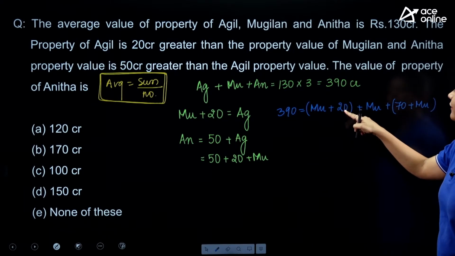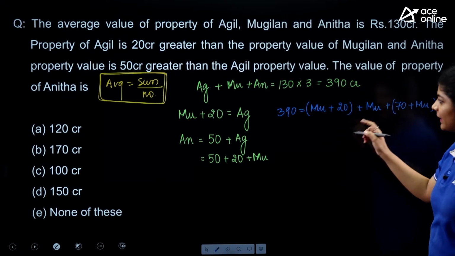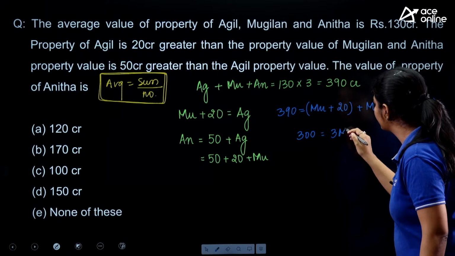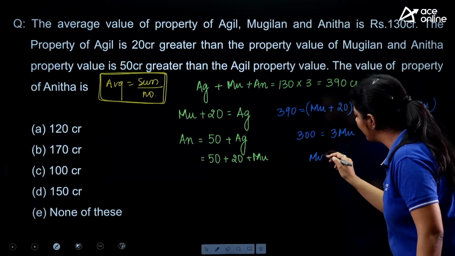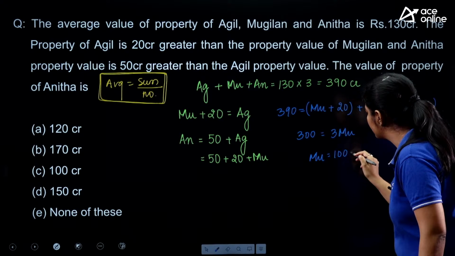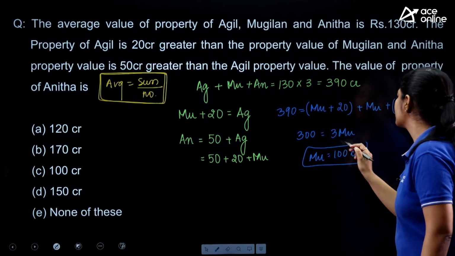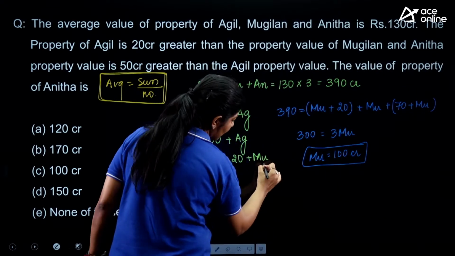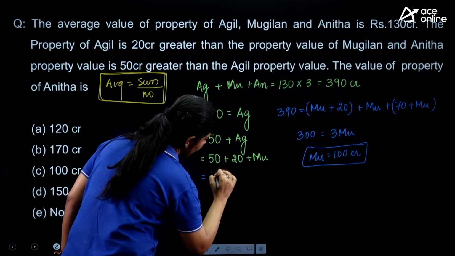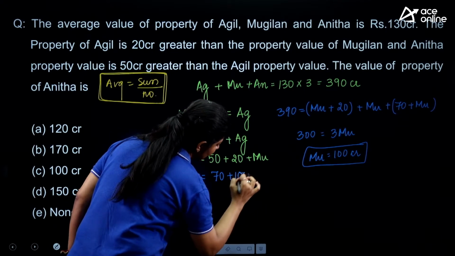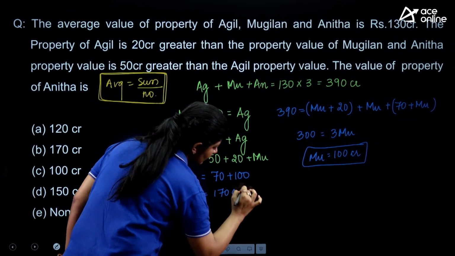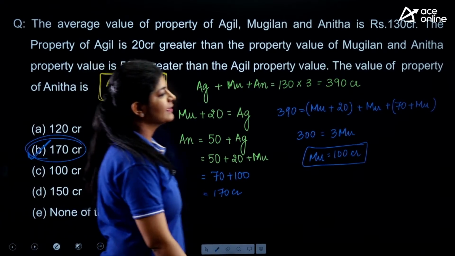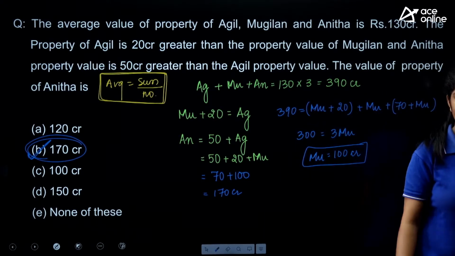Here if you can see, we are having 70 and 20, that is nothing but 90. So we are left with 300 equals 3 Muglian. That means the property owned by Muglian is nothing but 100 crores. Now you simply have to calculate the property value of Anita. Just put the value over here and you will get 70 plus 100, that is nothing but 170 crores. The answer is option number B. Option number B is the correct one. So very simple one, right?